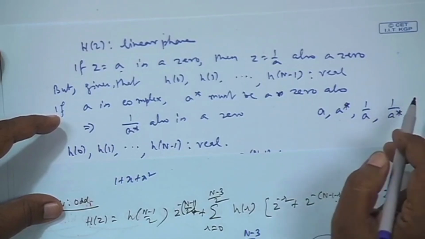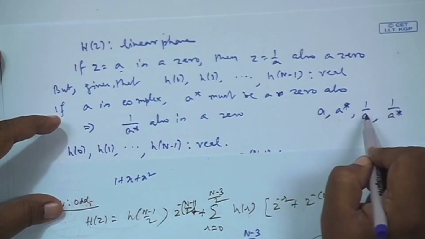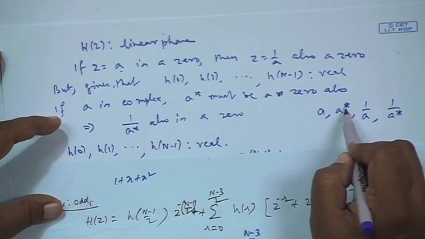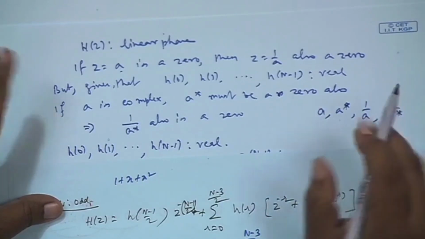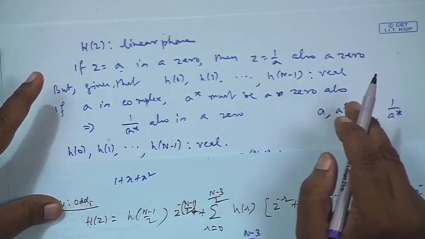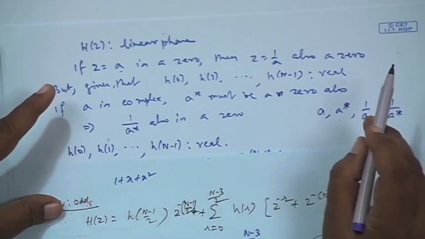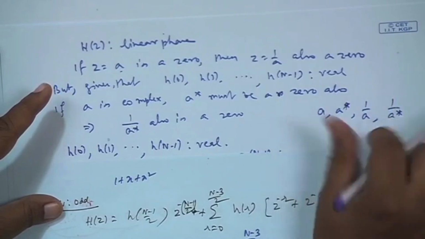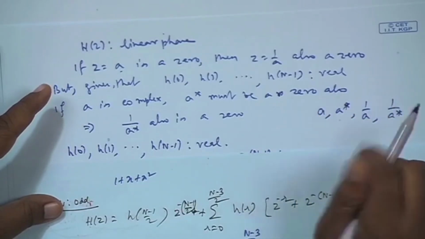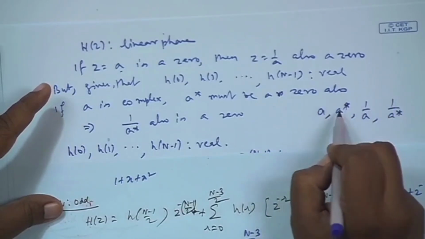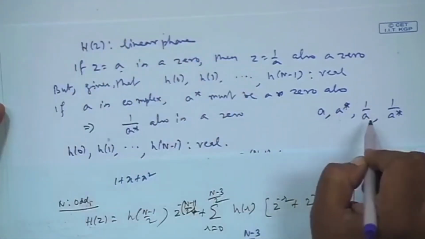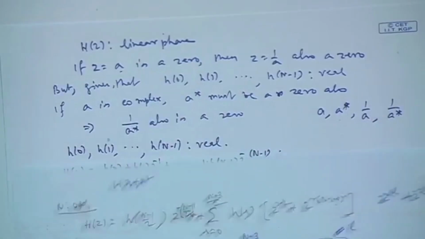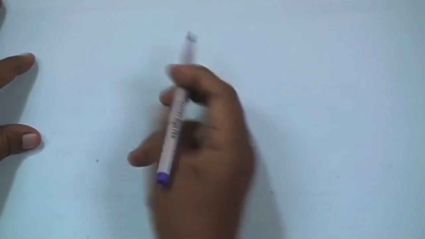It is called a conjugate reciprocal pair: a and its reciprocal 1 by a, conjugate a star and its reciprocal 1 by a star. So in these cases, for a linear phase system, if there is a complex root, then there will be 4 such roots together, a quadruplet. If a is complex, a star must be present, because filter coefficients are real, and since they are linear phase, both 1 by a and 1 by a star must be present, which means in the complex plane it will look like this.